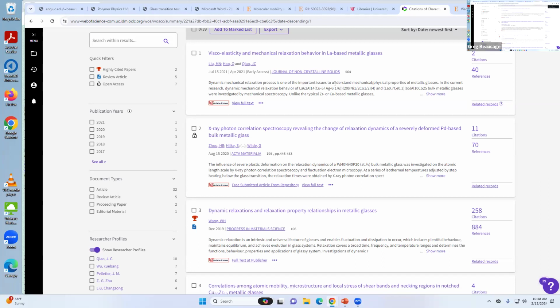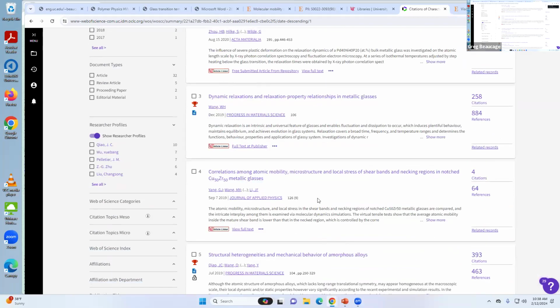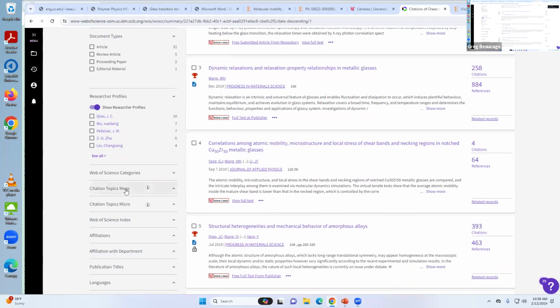Usually getting something that's published this year is pretty helpful. Like if you can find something that's published this year, it's a helpful thing. So both things: Google Scholar is a good thing to start out with. And then if you want to get more and more into it, you use this thing. Even you can go to the person. This one's dynamic relaxation, actually probably some metallic glasses, 258. That's a pretty good, high citation.